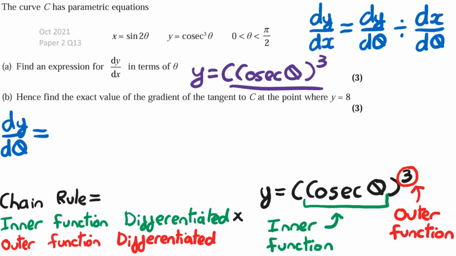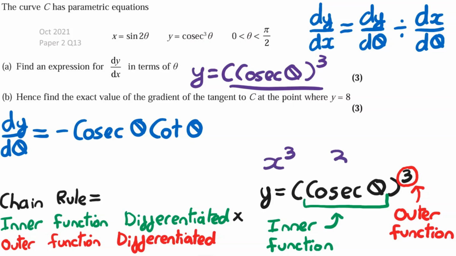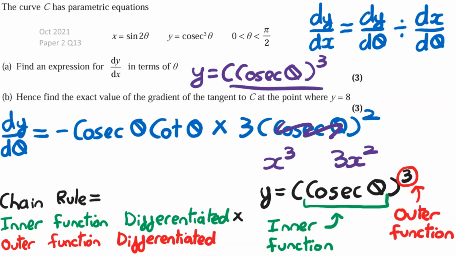Okay, so in order to differentiate this, it's going to be the inner function differentiated, so this cosec theta differentiated, and this is one of the standard derivatives in the formula booklet. When you differentiate cosec theta, it is equal to minus cosec theta cot theta, and then this is multiplied by the outer function differentiated, so this power of 3 differentiated. Think about this like x to the power of 3. When you differentiate this, it's equal to 3x squared. So this power of 3 comes down as the coefficient like this here. We don't touch the cosec theta here. This is kind of like the x. We kind of ignore it.